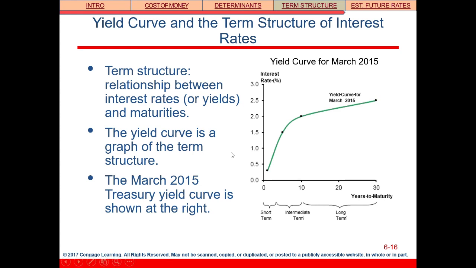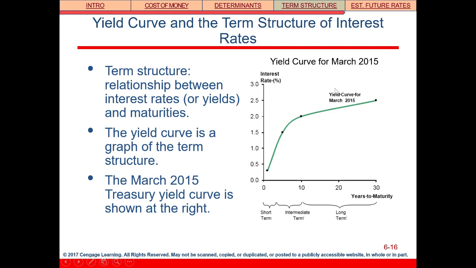And yield curve is basically just a graphic expression of the term structure. Term structure represents the relationship between maturity and interest rate, and the yield curve just draws a curve that shows you this relationship. So the yield curve is a graph of the term structure. That's the relationship between these two.